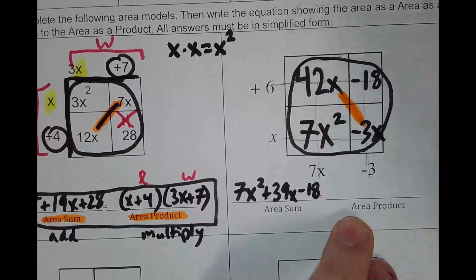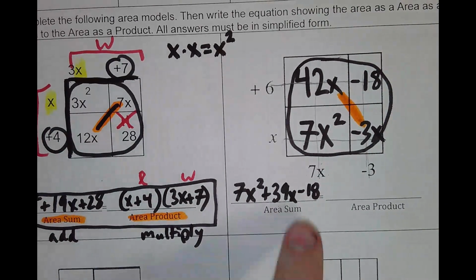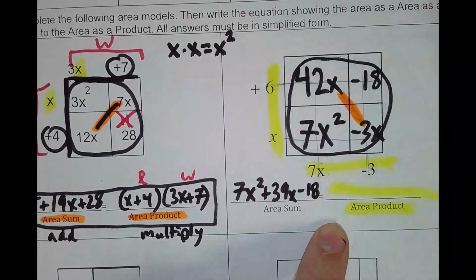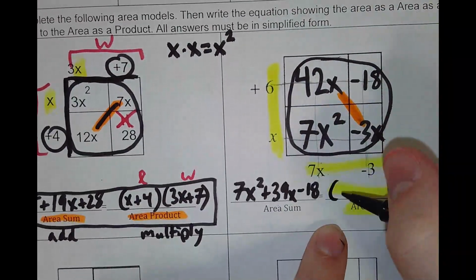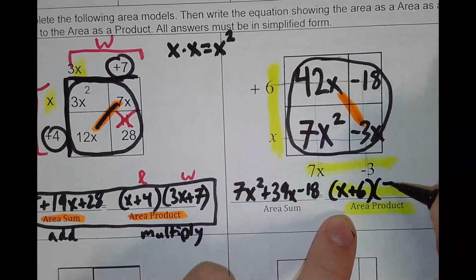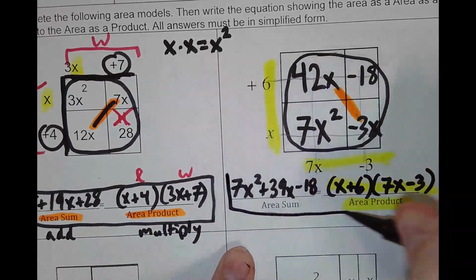Now the area product is just going to be length times width. This time I can use a little bit of highlighting. Length times width is going to be, just write x first, x plus 6 times 7x minus 3. And that one's done.